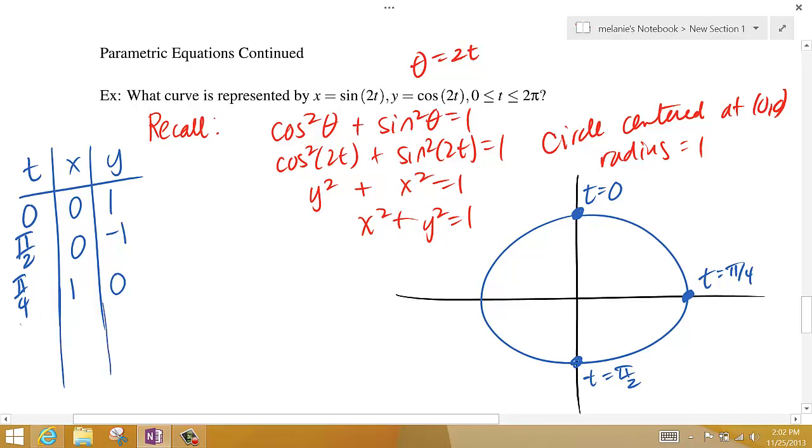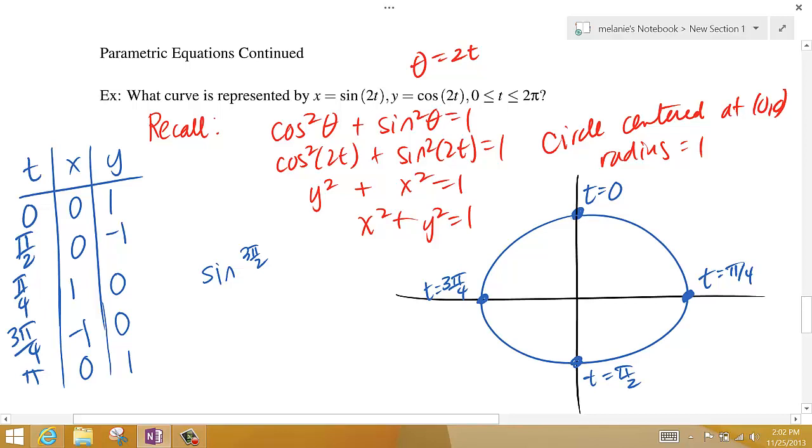What if I plug in 3 pi over 4? I get sine of 2 times 3 pi over 4, or sine of 3 pi over 2. Well, sine of 3 pi over 2 is -1. Cosine 3 pi over 2 is 0. And so that makes sense. I get t equal 3 pi over 4 here. What happens if I put in pi? Sine of 2 pi is 0. Cosine of 2 pi is 1. Okay, so I end up back here.